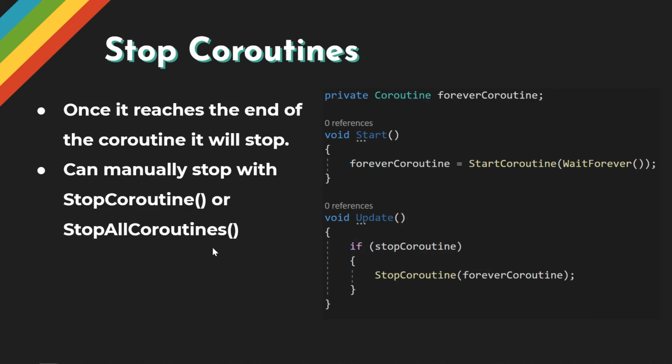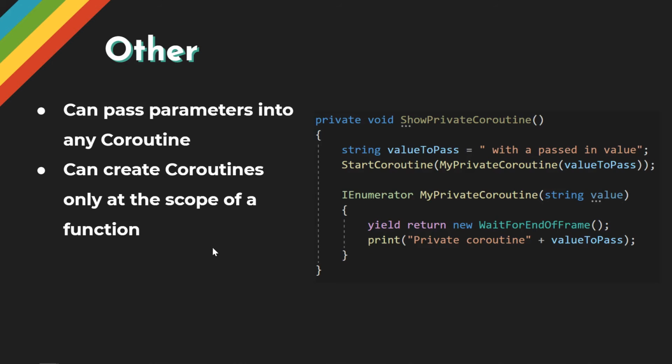So hopefully that's a quick bit of actually using coroutines. If you have used some coroutines before, here are a couple other little things to know. One, you can pass parameters into it, just like a function. So I have here in this example passing into a coroutine a string value. Additionally, a neat thing you can do is create a coroutine at the scope level of a function. So I have this function here that's a show private coroutine. Only anything within the scope of this function will be able to call this coroutine.